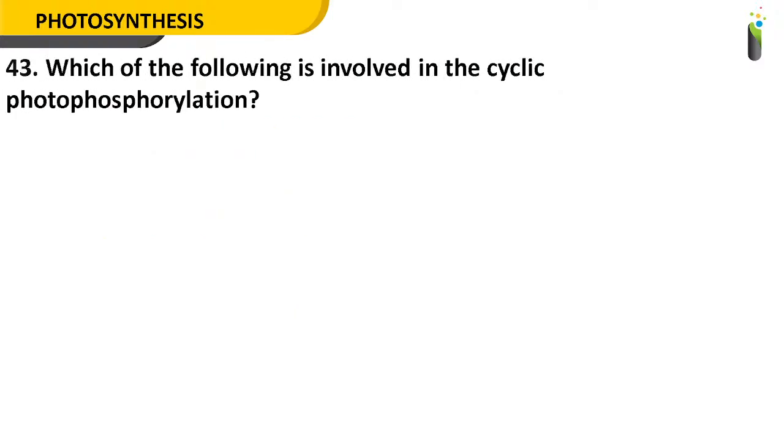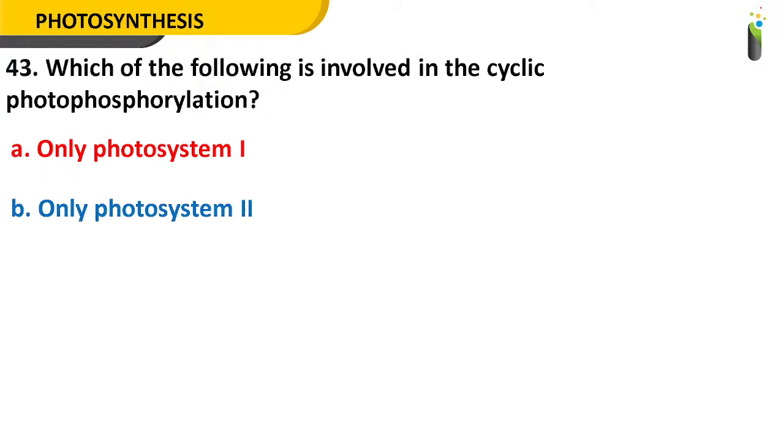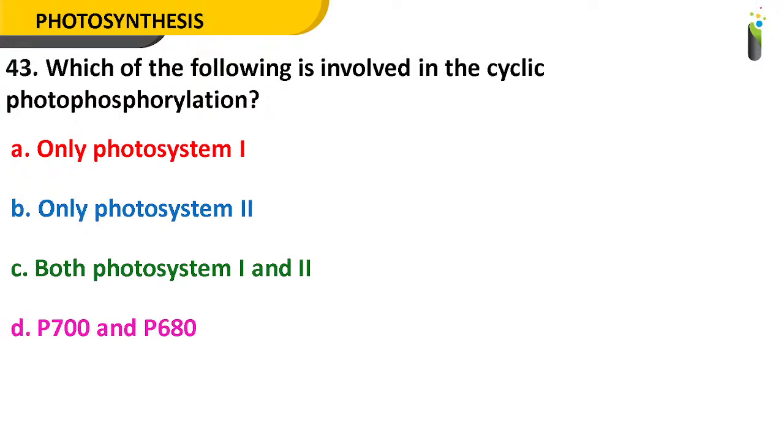Coming to the next question, number 43. Which of the following is involved in the cyclic photophosphorylation? A, only photosystem 1. B, only photosystem 2. C, both photosystem 1 and 2. D, P700 and P680.